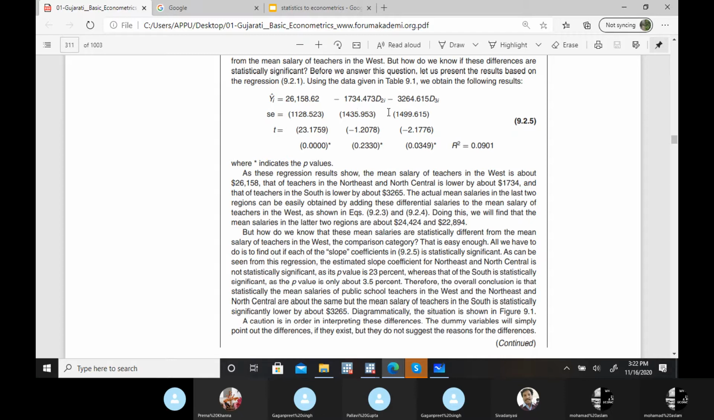It might be that all are insignificant. That means the overall average of all the three categories will be the average salary for all, so there is no significant difference by region. That is what you have to interpret: there is no significant difference in the West if it's insignificant. That's what you have to say in that case, since this is the reference category.